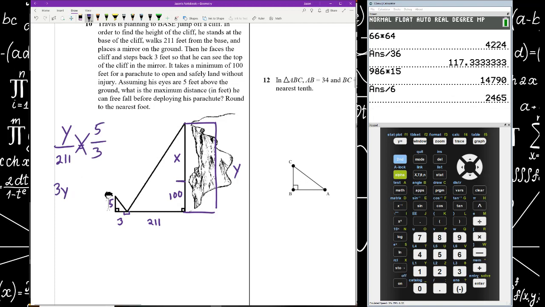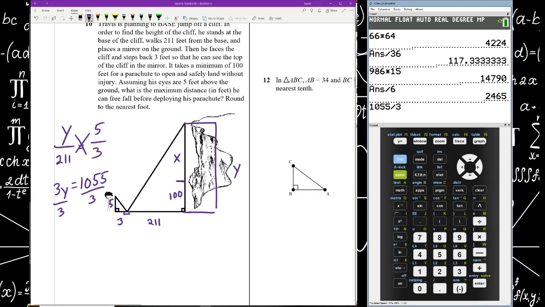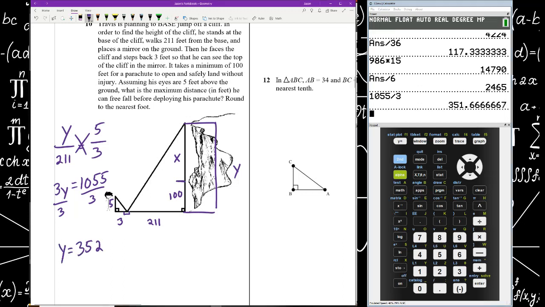Divide both sides by 3. So I go into my calculator, 1055 divided by 3 gives us a value of y being 351.66 feet. So we're going to just go ahead and say 352. Now, if Travis was going to jump off this cliff and he jumps 352 feet, he hits the ground.